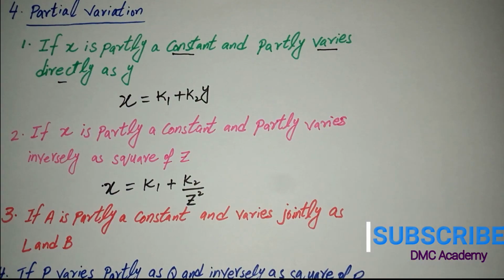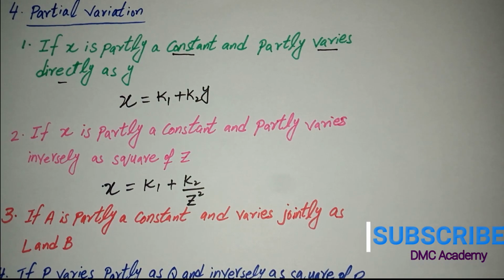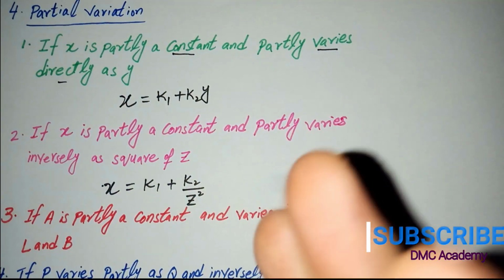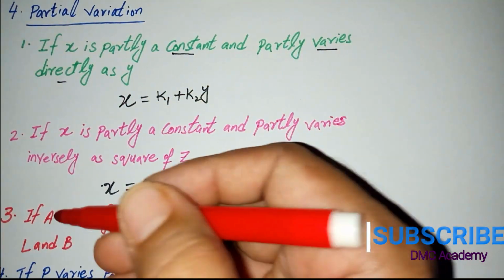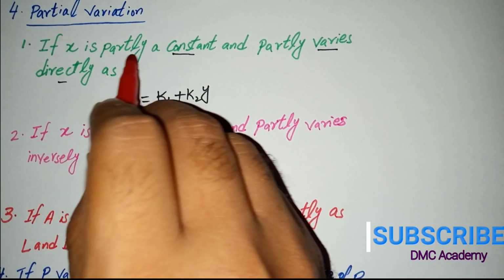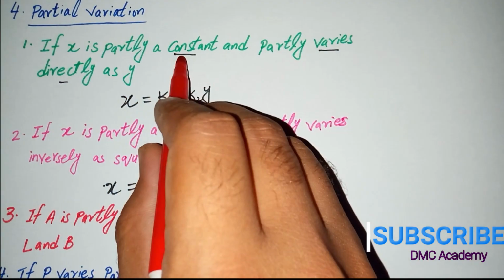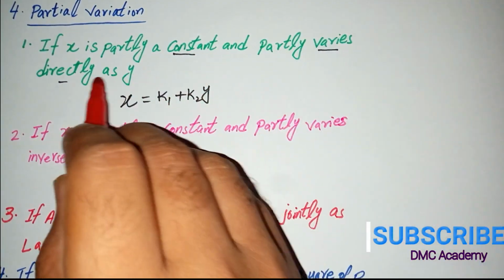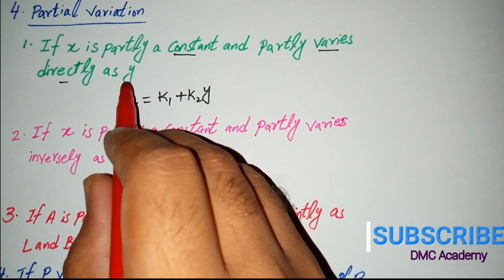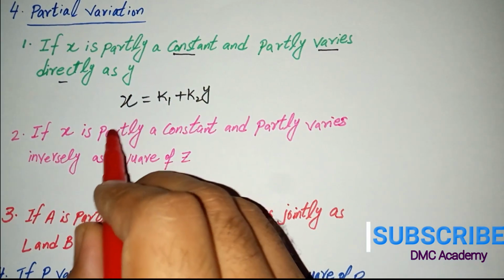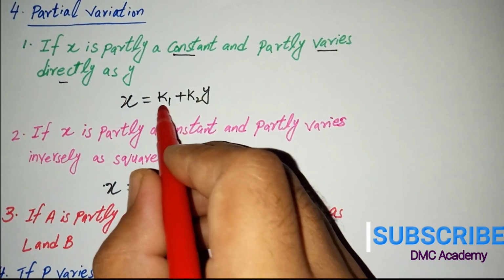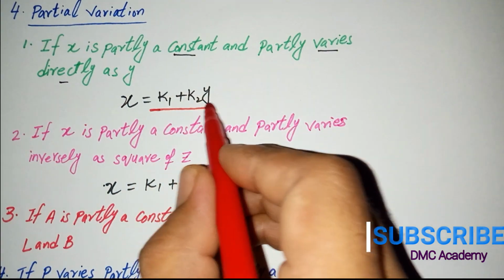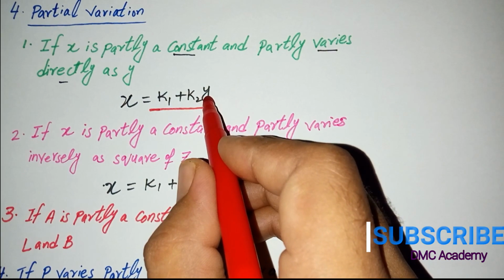The next thing is now partial variation. In partial variation, an alphabet behaves as partially constant and partially variable. I have written some examples so that you understand. If x is partly a constant and partly varies directly as y, then we will write by introducing two constants: x equals k1 plus k2 y, because it is directly.